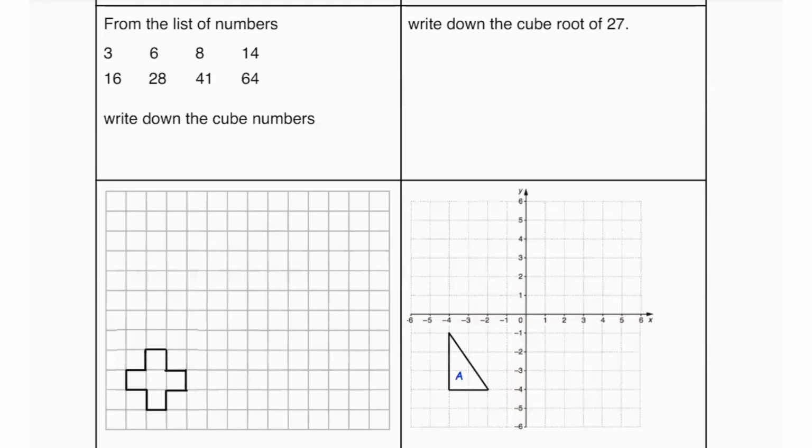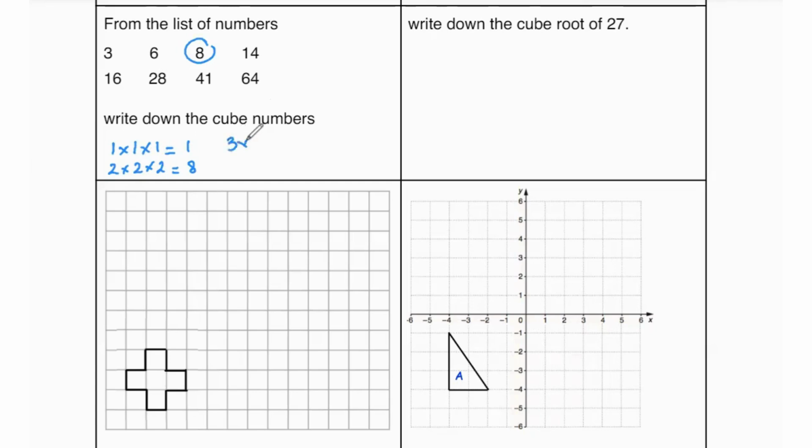Next question says, from the list of numbers, write down the cube numbers. So we have 3, 6, 8, 14, 16, 28, 41, and 64. Cube numbers are numbers which are made by multiplying one number 3 times. For example, 1 times 1 times 1 is 1, which is 1 cubed. 2 times 2 times 2 is 2 cubed, which is 8. So we know 8 is a cube number.